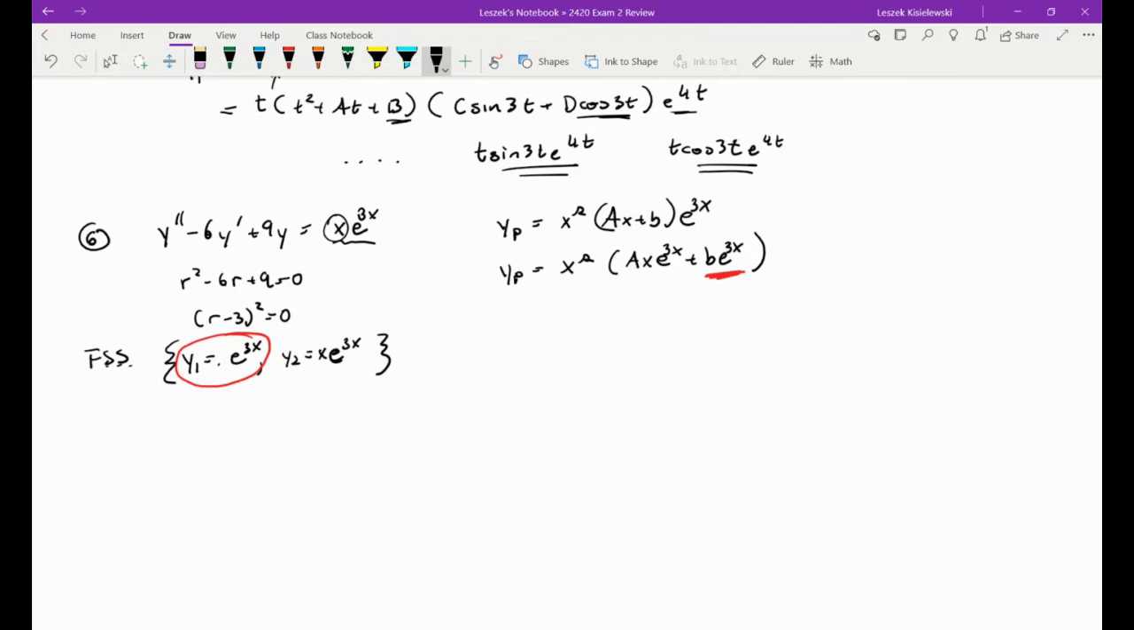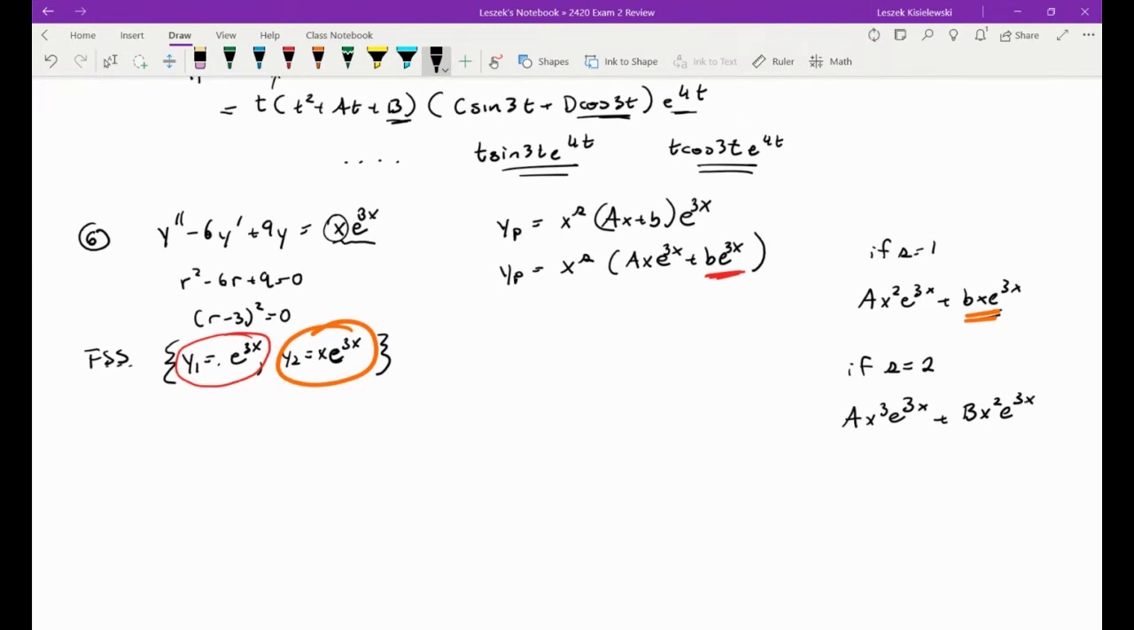Okay, and if s were 1, then we would get ax squared e to the 3x plus bx e to the 3x. But there's a problem, right? Because then this term can be still linearly dependent on something in the fundamental solution set. You'd have to then try letting s be 2, the next bigger integer. And in that case, this would look like ax cubed. Right, and only now, finally, both terms in the particular solution would be linearly independent from everything in the fundamental solution set.